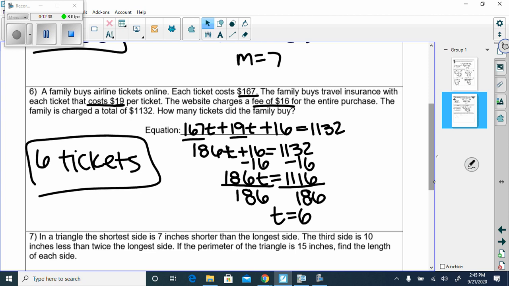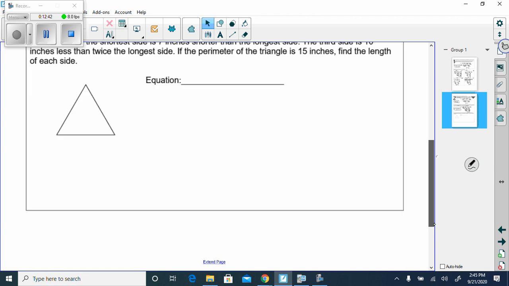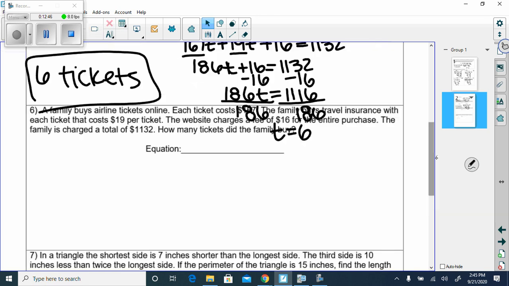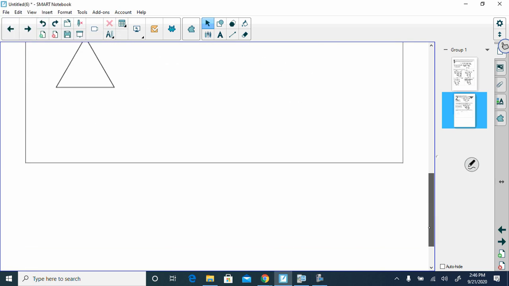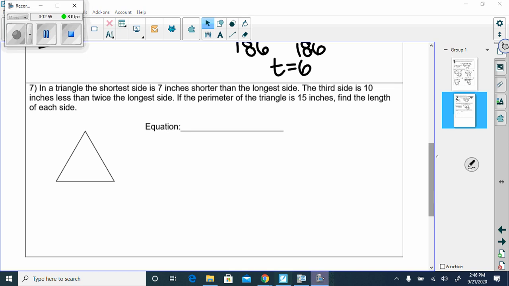Okay. One more. Ooh, what just happened? What? It like moved everything around. Hold on. There it goes. Okay, last one.